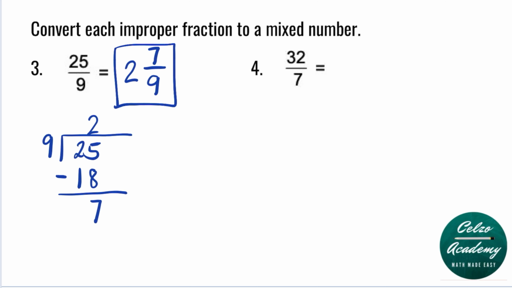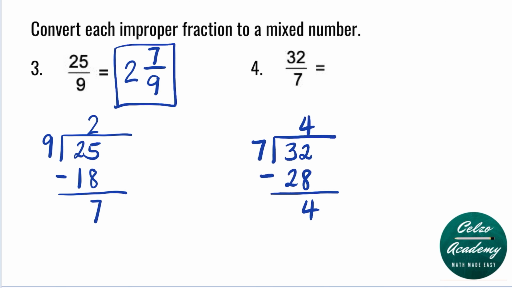Question 4. 32 over 7. Dividing 32 by 7, our divisor is 7, our dividend is 32. How many 7s can go into 32? 4, right? 4 times 7 is 28, and subtracting 32 minus 28, we will have a remainder of 4.